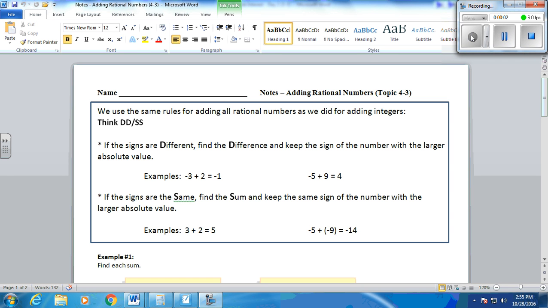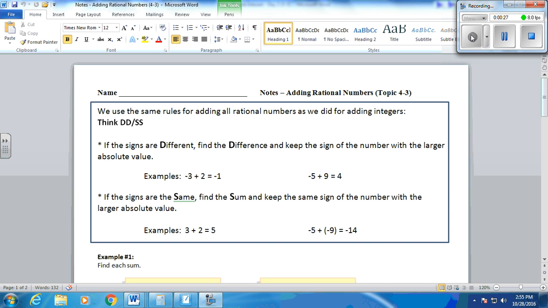Hello. Today is adding rational numbers, topic 4-3. We practiced today in class again adding integers, so it's adding positive and negative numbers. We didn't really discuss the rules, but we do have this set of rules that we can use if you are not using the number line. You can always go back to the number line though and continue referring to that one.